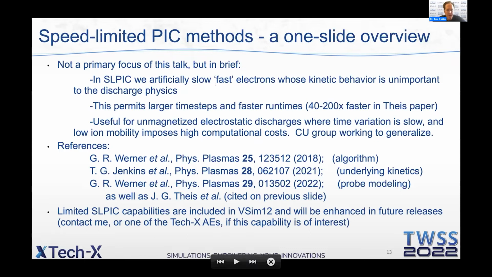So in SLPIC, what we do is we slow down those electrons. We make a rule that says they cannot exceed a certain speed. And we put on a threshold, a speed limit. We choose that threshold so that the only important electrons are the ones that are moving slower than that. Those will just follow conventional PIC dynamics. And then the ones that are faster than that will just do whatever they do.